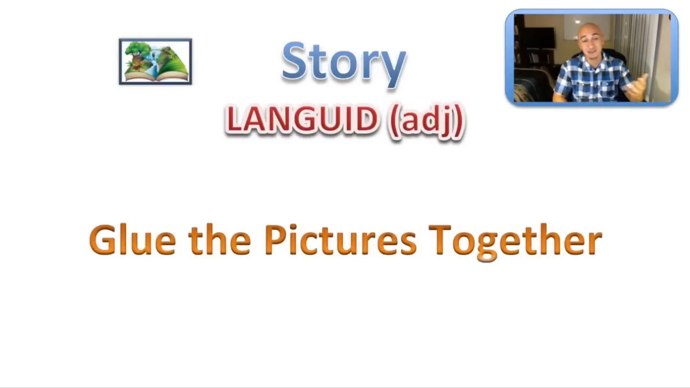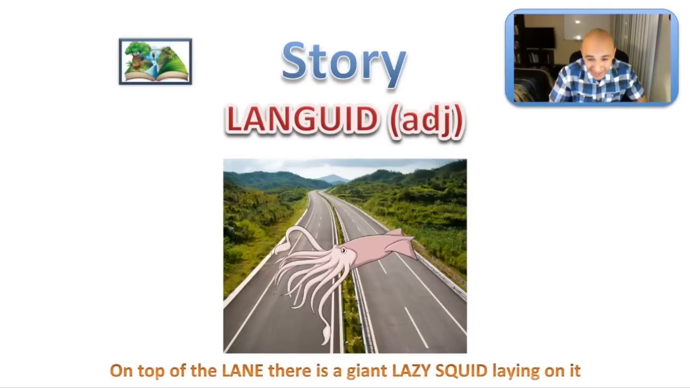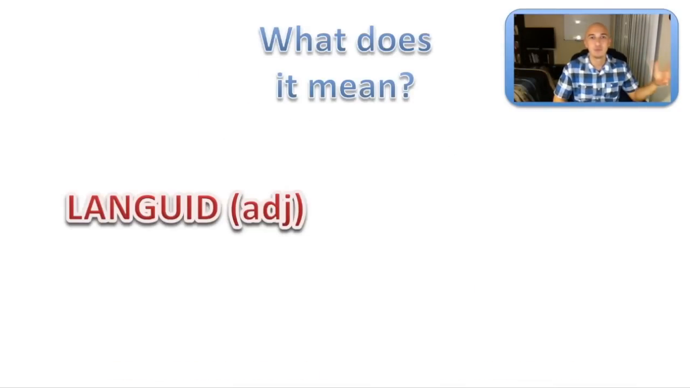So languid, it's an adjective, right? So I have here on top of the lane, there is a giant lazy squid just laying on it, right? So dude is just chilling, like, yeah, nobody bother me, cars go around, who cares? I don't want you guys to bother me right now, right? I'm chilling right now. So lane, squid. There we go. Now, what does it mean?